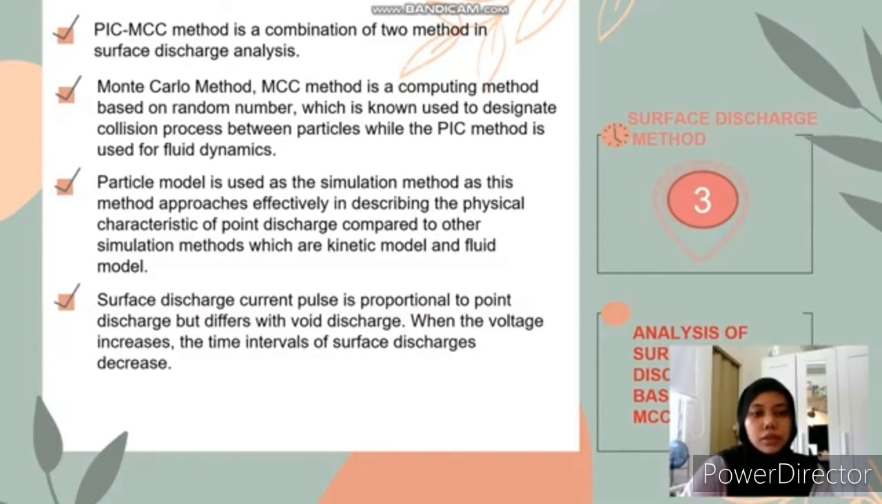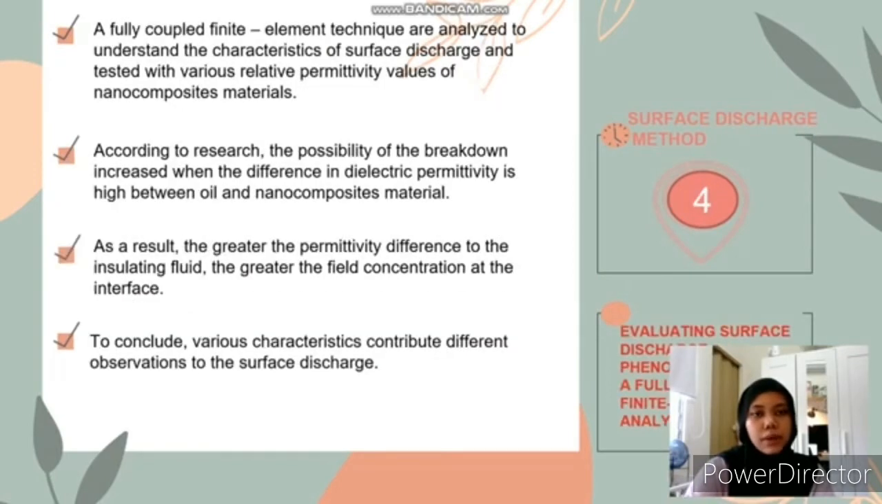The particle model is used as the simulation method, as it is more effective in describing the physical characteristics of point discharge compared to other simulation methods, which are the kinetic model and the fluid model. The surface discharge current pulse is proportional to point discharge but differs from void discharge. When the voltage increases, the time interval of surface discharge decreases.